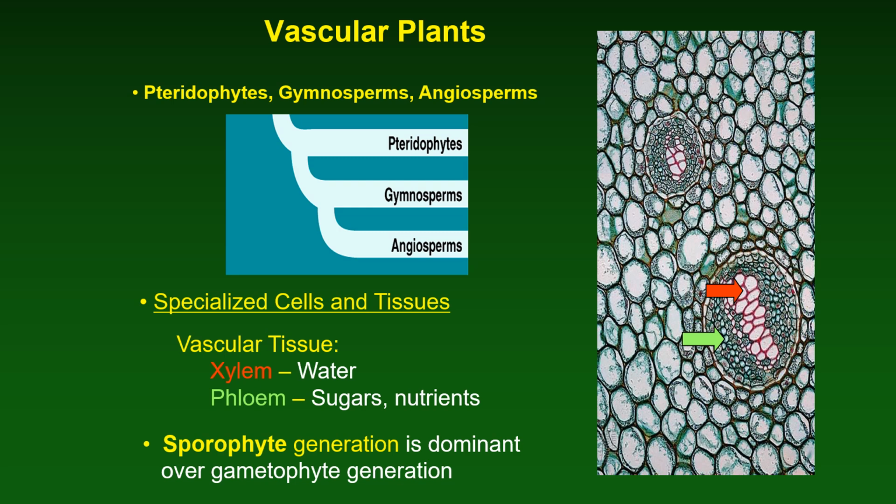So before we continue on and look at the fern life cycle, let's just talk about what it means to be a vascular plant. We have 3 big groups that are vascular plants. We have the ferns, the pteridophytes. We have the gymnosperms, things like conifers, and then we have the angiosperms, which are the flowering plants. In all of these, we have some highly specialized tissues, including xylem, which is used to conduct water, and phloem, which is used to conduct sugar and nutrients. Also, in all vascular plants, the sporophyte generation is the dominant generation.